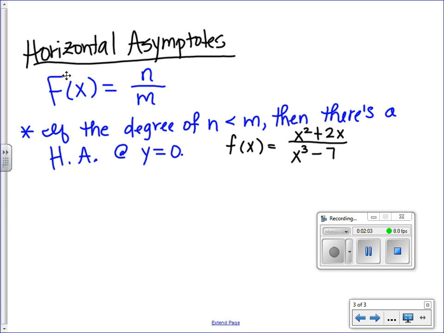Alright. There's just a little example. See? Degree of the numerator is 2. The degree of the denominator is 3. The degree of the top is less than the degree of the bottom. Then there's a horizontal asymptote at y equals 0. Okay? Basically, that's the x-axis. Alright?